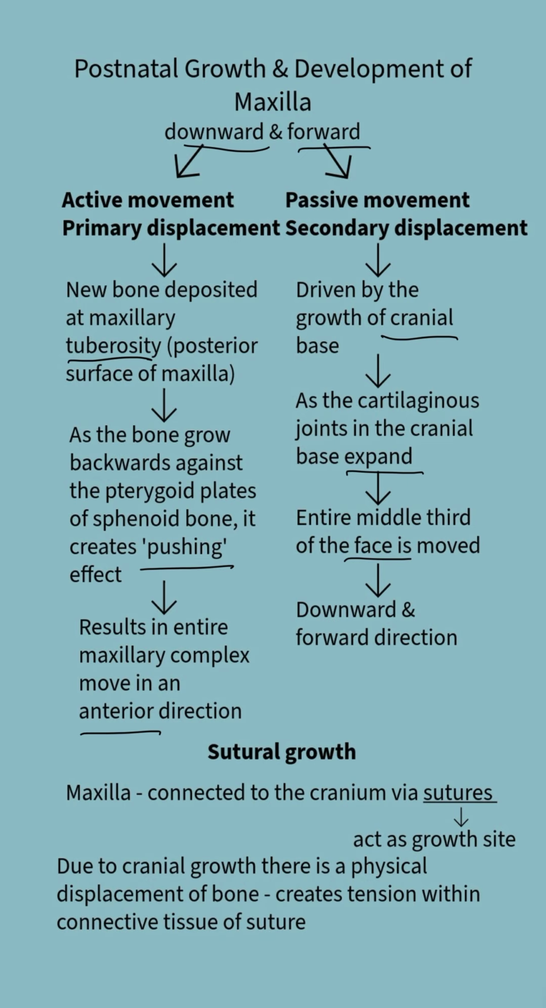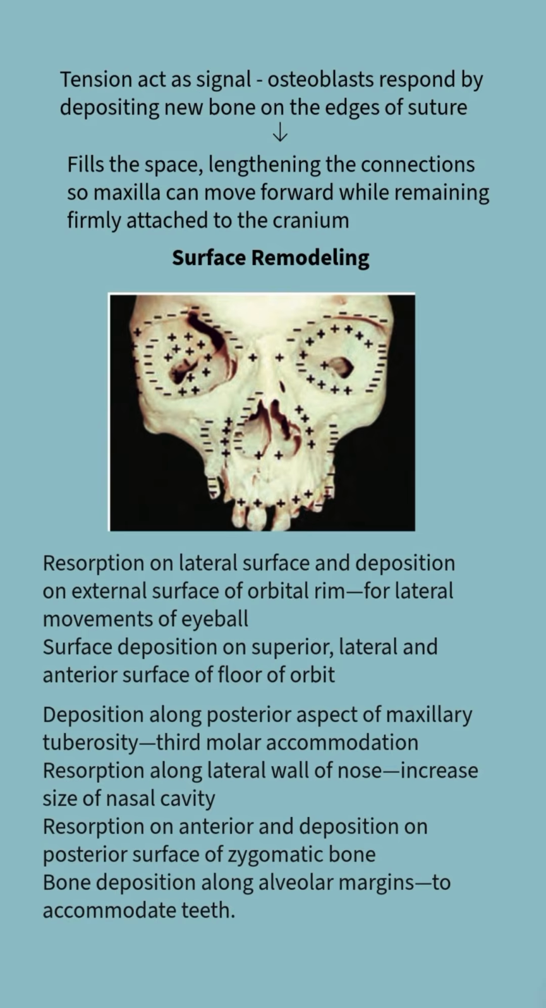Maxilla is connected to cranium via suture which acts as a growth site. Due to cranial growth, there is a physical displacement of bone that creates tension within the connective tissue of the suture. This tension acts as a signal and osteoblasts respond by depositing new bone on the edge of the suture, filling the space, lengthening the connection so maxilla can move forward while remaining firmly attached to the cranium.